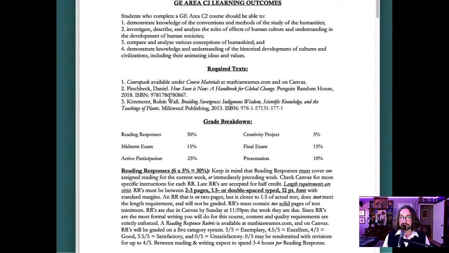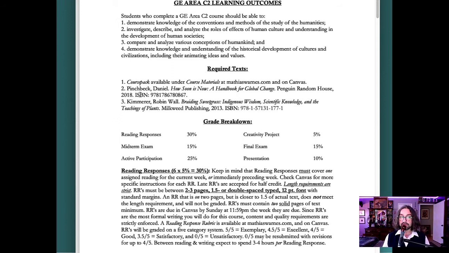The other 2 books that are assigned are Daniel Pinchbeck's How Soon Is Now and Robin Kimmerer's Braiding Sweetgrass. These will be covered in the course, mostly only in student presentations, so you can safely get one of these 2 books. And if you don't do your presentation on either of these 2 authors, there will be other options.